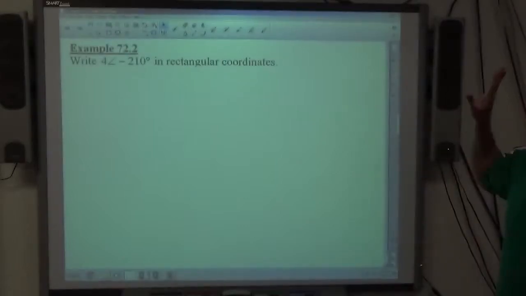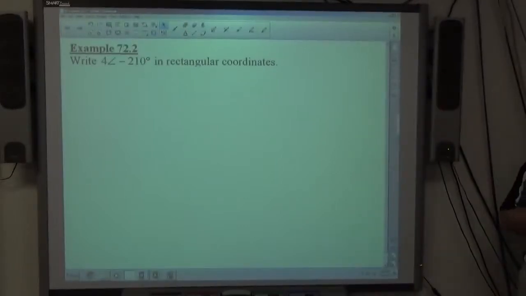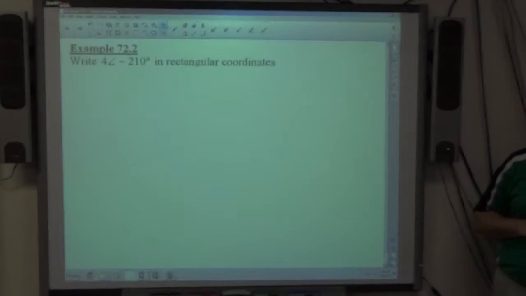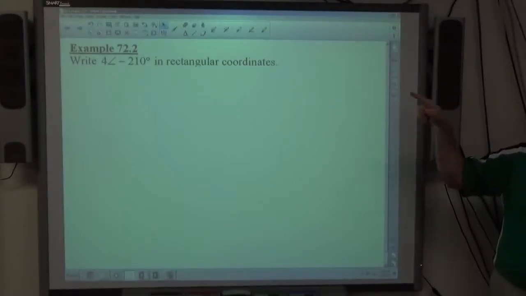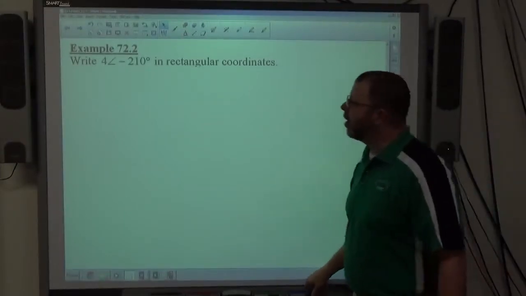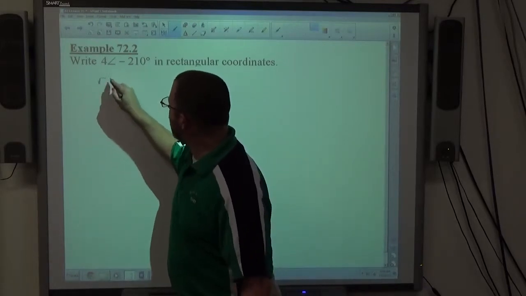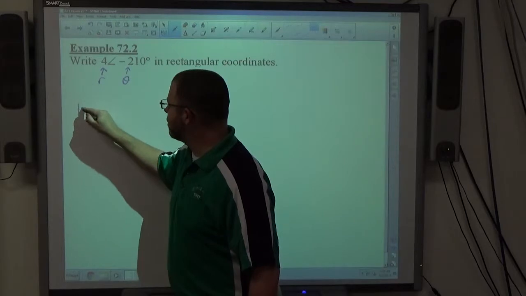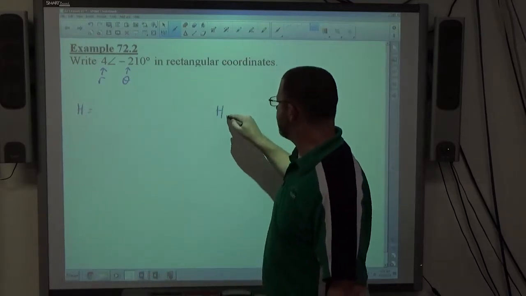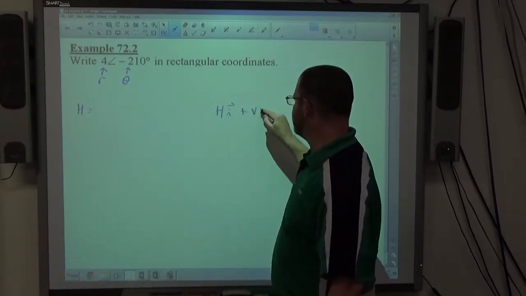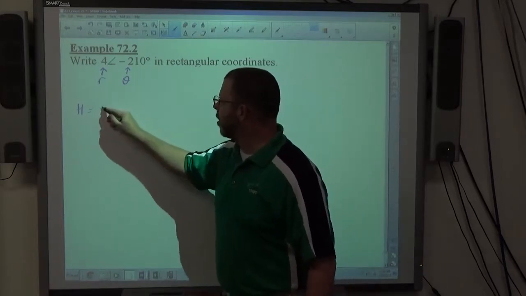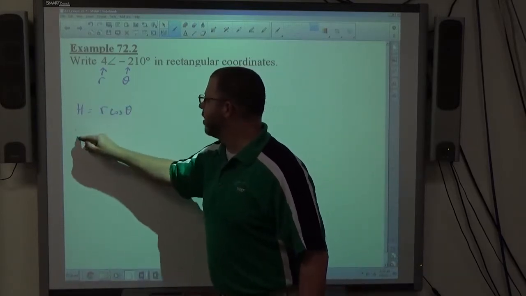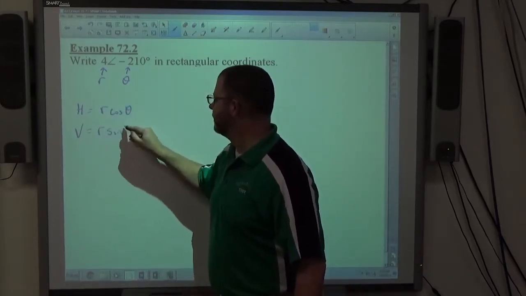Okay, example 2. This is exactly the same as what we've already done. Converting from polar to rectangular coordinates. If you recall, the polar form gives me r and theta. And the h part, and we're going to rectangular, is hi plus vj, right? The h part is r cosine of theta, and the v part is r sine of theta.